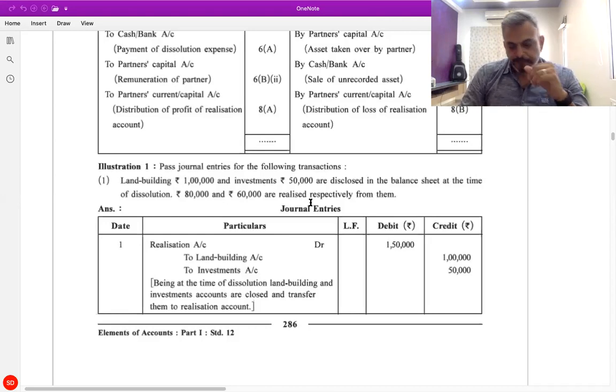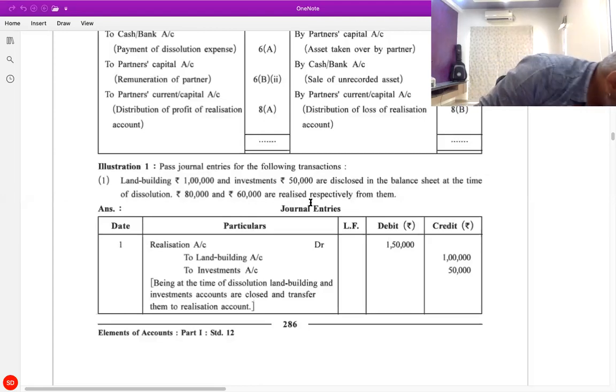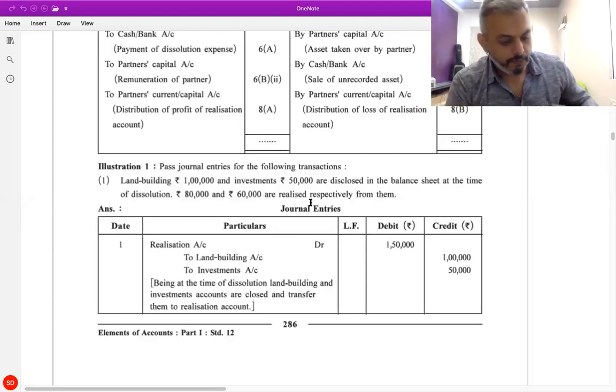Secondly, as I told you, there are less chances that a full-fledged sum may come. What will come is mostly journal entry. So for you, scoring again becomes easy because you don't have to do long calculations. Now, very important for you in this chapter is illustration 1. So come to page number 286.